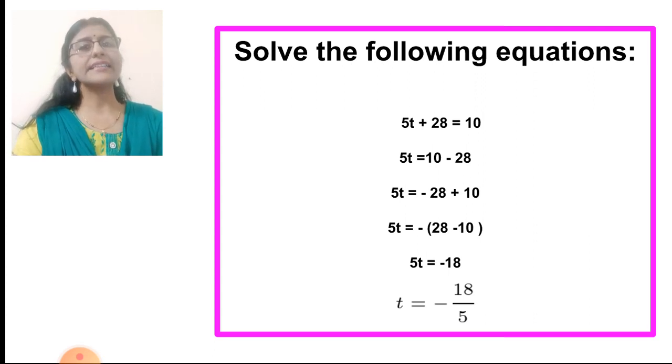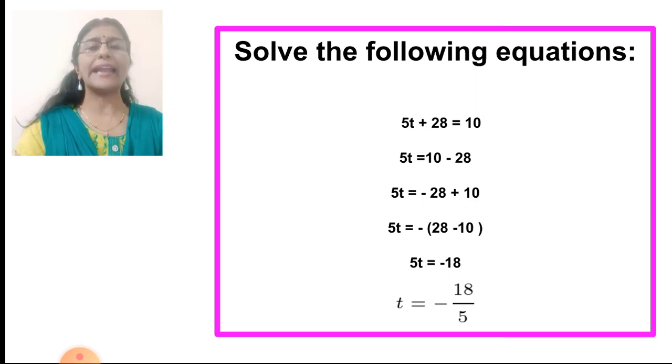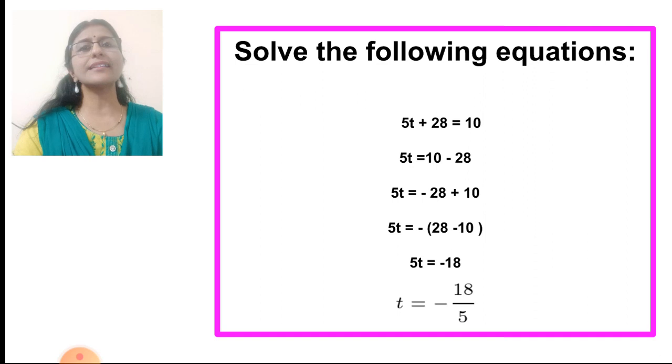Now you can rearrange it. 5t is equal to minus 28 plus 10. Now you can take the minus sign outside the bracket, because if you take the minus sign outside the bracket, you can write 28 inside the bracket and plus 10 will become minus 10, because you know minus into minus is plus. Now you can subtract: 28 minus 10 is 18. And they have a common sign, minus. So we can write 5t is equal to minus 18.